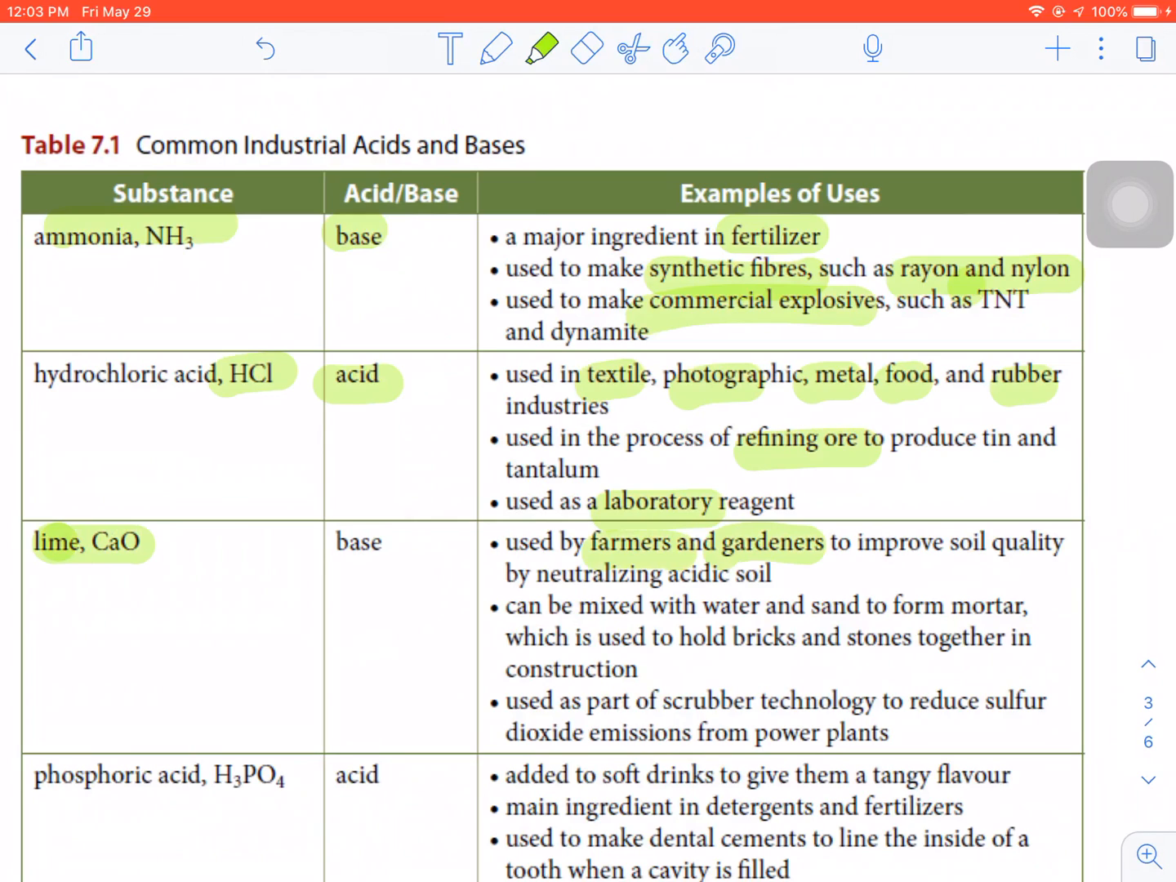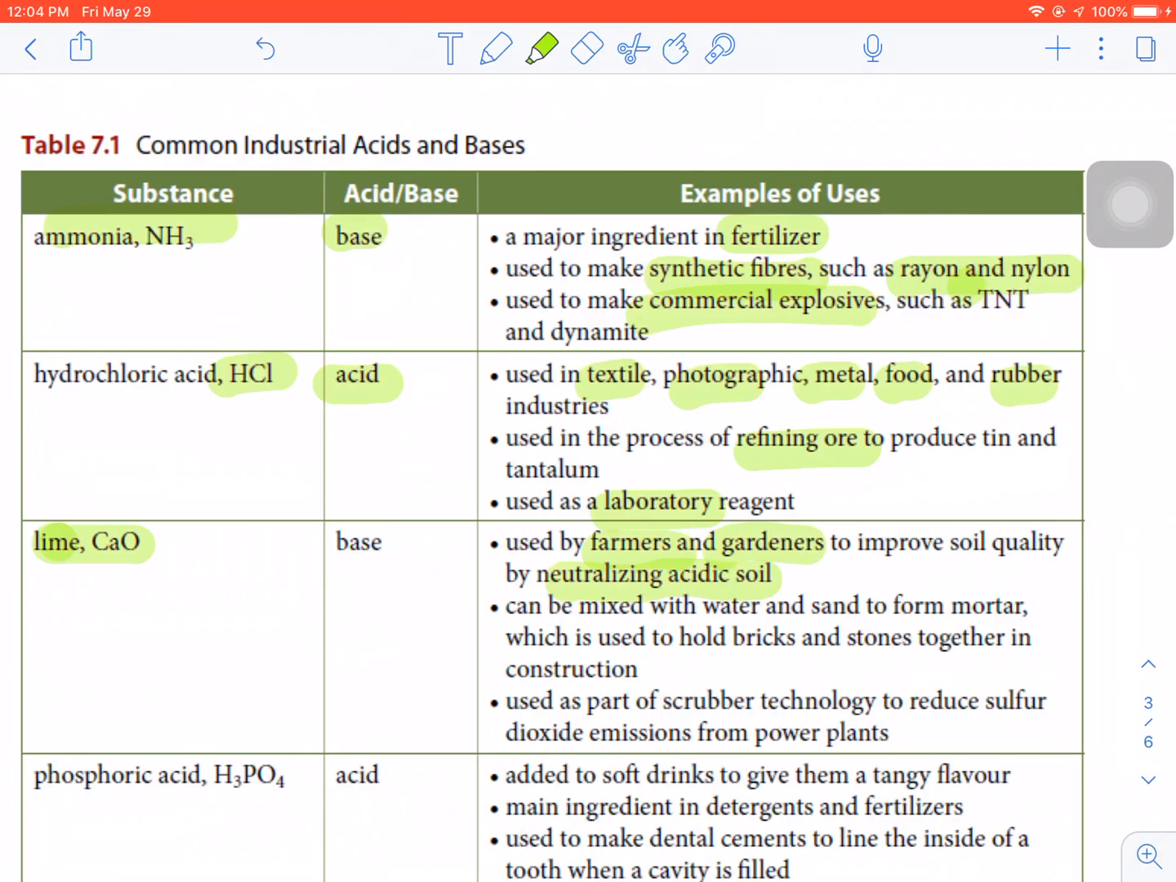And even gardeners sometimes will, if their plants aren't doing well, and the garden center will say, can you bring us a sample of your soil? We'll test it for you and find out why your plants aren't doing well. They'll say, oh, your soil is too acidic. We need to add some base to your soil. Add this calcium oxide. Add this lime to your soil, and it will neutralize the acid that's in your soil.